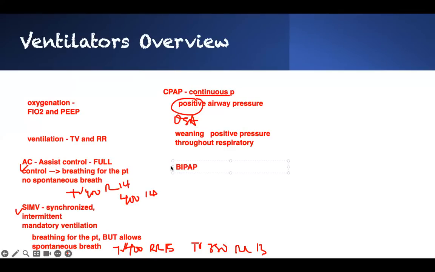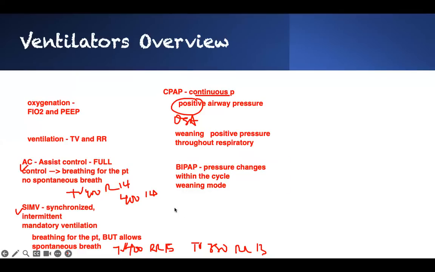So the pressure changes. Maybe it detects the pressure in your system, and so it varies the pressure. It gives you different pressure during inspiration and during expiration, depending on whether you're taking the breath or not. So even though it gives you pressure throughout the cycle, the pressure changes within the cycle. That's different from CPAP. This is also a weaning mode. It does not give you full support, and you can use it in a sleep apnea patient.